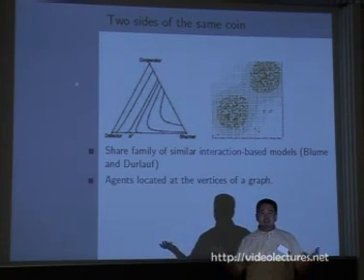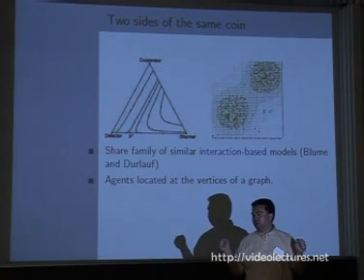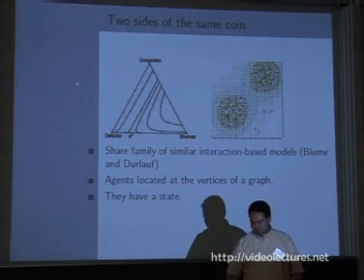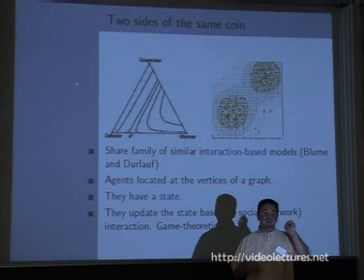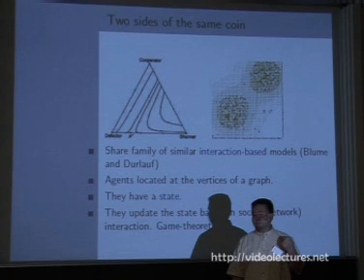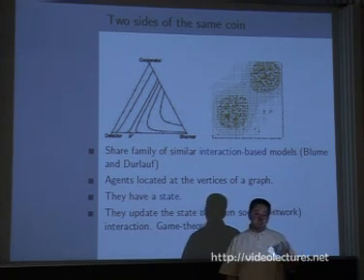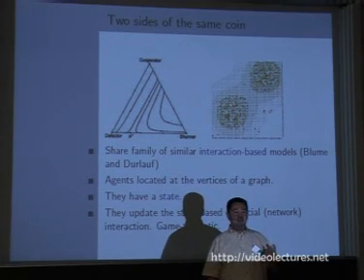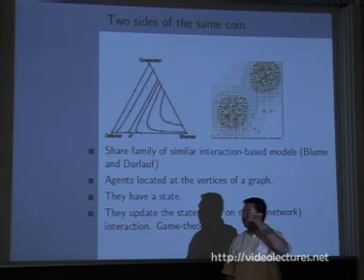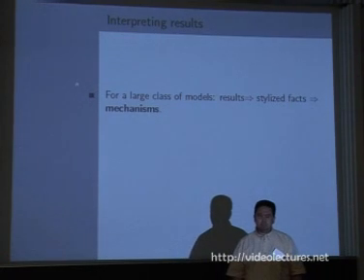And basically, we have a bunch of agents located at the vertices of a graph or hypergraph. Each agent has a state. And what they do is, when scheduled, an agent updates its state as a result of interaction with its neighbors in the hypergraph. Usually this interaction is based on game theoretical mechanisms, like I play a game against a random neighbor or against every one of my neighbors. So there are many versions of this type of game.